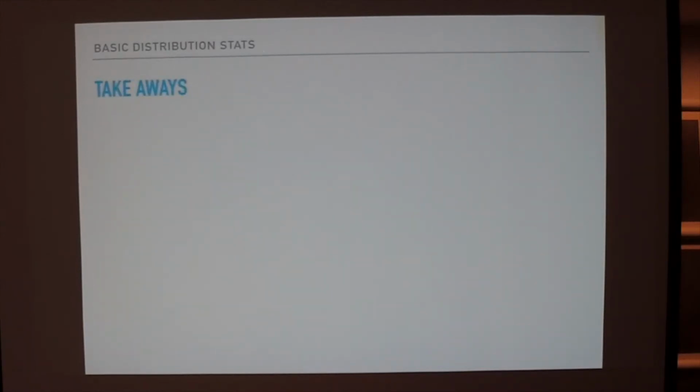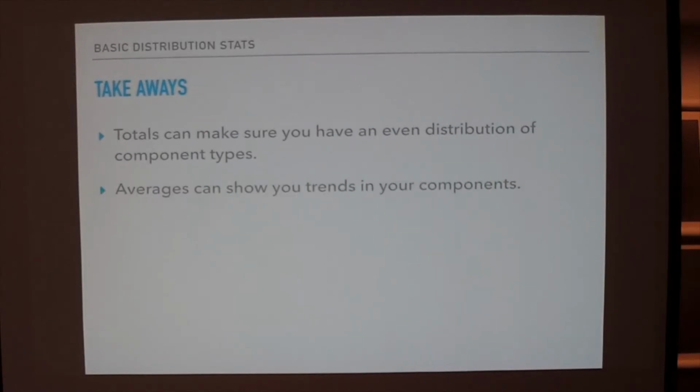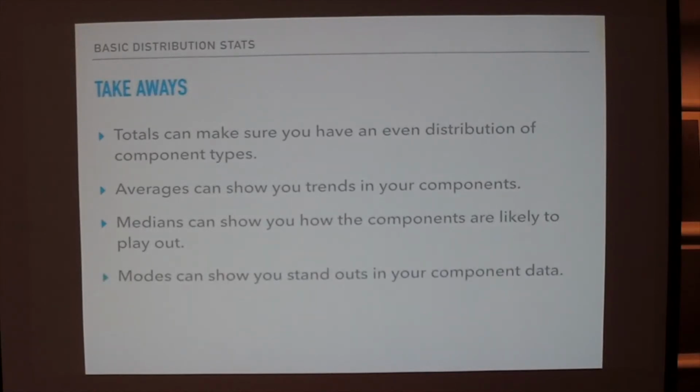So takeaways. Totals are good for an even distribution of your component types. The averages can show trends in things, but they're not good to show you the middle of the range. Instead, what you want there is your medians. Modes, that's right, I wanted to come back to this. Modes are good for showing you standouts in your component data.